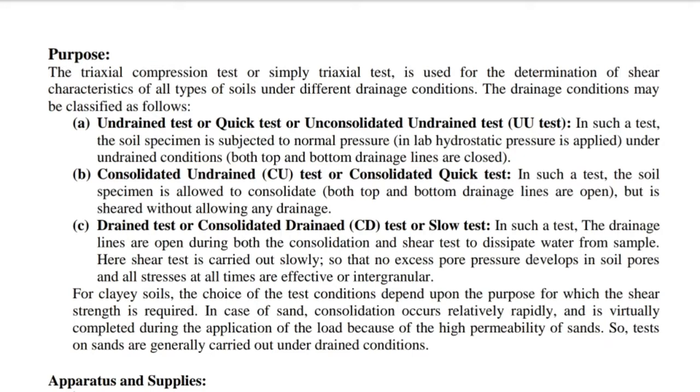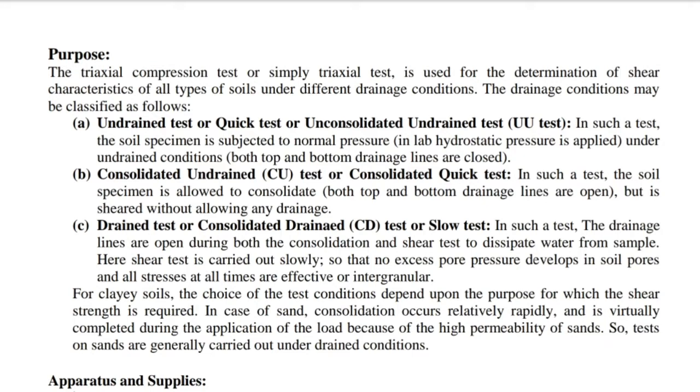C. Drained test or consolidated drained (CD) test or slow test. In such a test, the drainage lines are opened during both the consolidation and shear test to dissipate water from the sample. Here the shear test is carried out slowly so that no excess pore pressure develops in the soil pores and all stresses at all times are effective or intergranular.